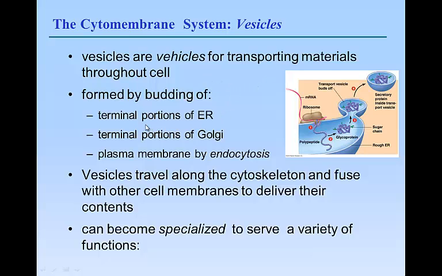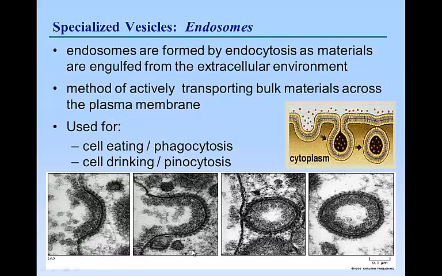They're formed by budding off or breaking off of a part of the ER, and then also you'll see them being formed by breaking off of another organelle called the Golgi. Also, when the cell folds inwards and surrounds something, it forms vesicles by a process called endocytosis. So the vesicles can travel along the cytoskeleton, and they can actually fuse or deliver their material into another organelle, and the membrane will fuse together with the other membrane and dump its contents inside. The other thing that happens with the vesicles is some of them become specialized and they actually carry out separate functions. They're not just for transport or storage anymore.